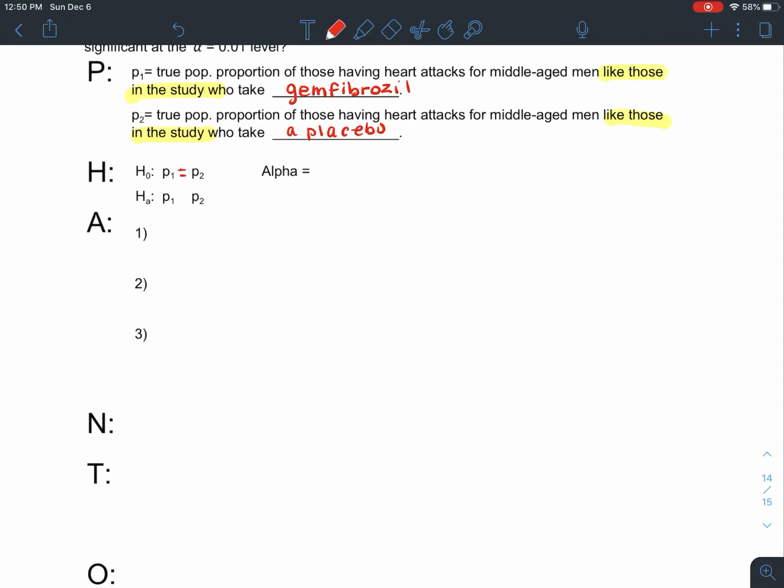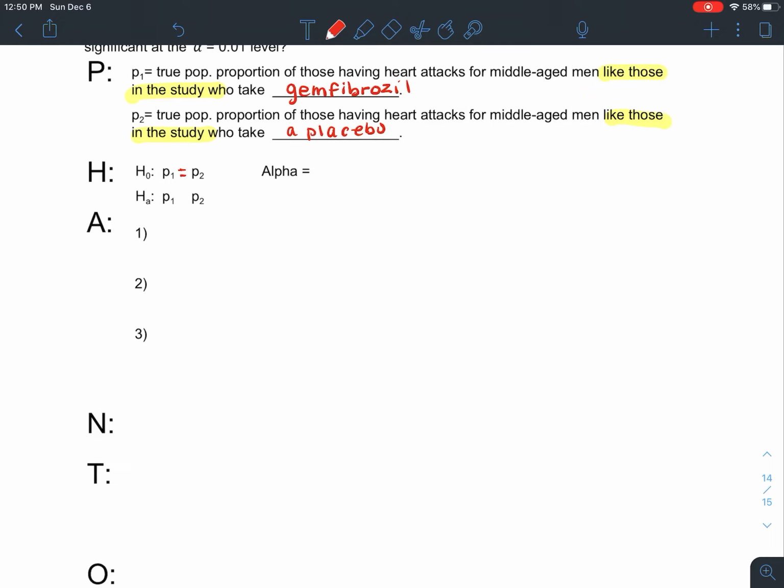Now remember, our null hypothesis is always a statement of equality. So we're going to start out assuming that the proportion of men who have heart attacks, whether they're taking the gemfibrozil or a placebo, would be exactly the same. In other words, there's not really a difference. The gemfibrozil isn't necessarily helping at all, is the assumption under the null hypothesis.